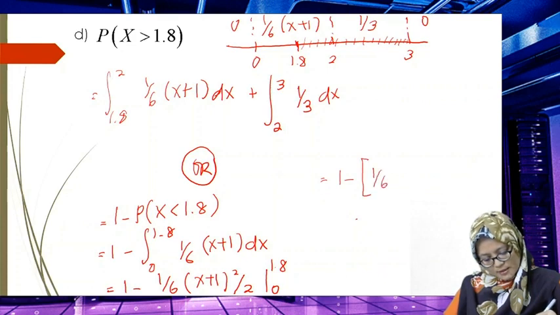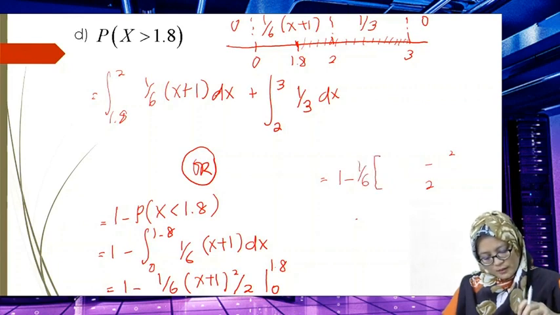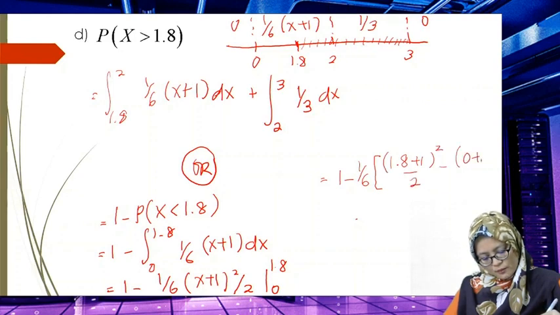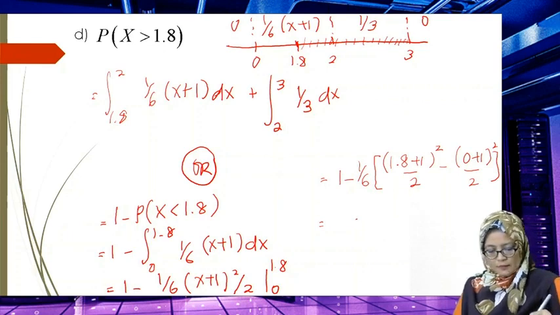1/6 1.8 plus 1 square over 2. 1/6 is a constant, so keluarkan. So kita akan ganti x 1.8 plus 1 square over 2 minus 0 plus 1 square over 2. Okay, so kita akan dapat nilai dia 0.43.